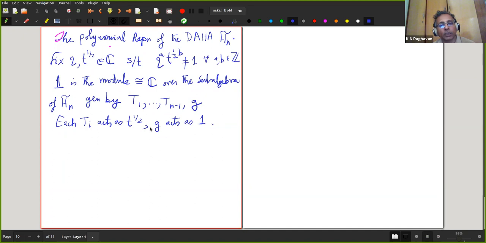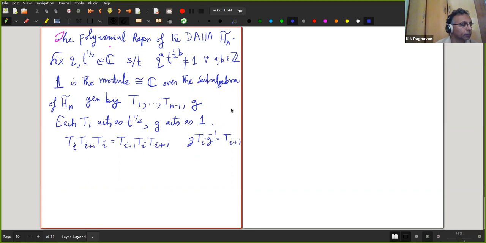For example, we have a relation such as Ti+1 Ti Ti+1 equal to Ti Ti+1 Ti. But this is all right because each one of them acts like T to the power 1 half. So here I get T to the 3 halves and here I get T to the 3 halves. So there is some checking to do here. And so also G Ti G inverse was Ti+1. There is something to be done here, but this is easily checked.